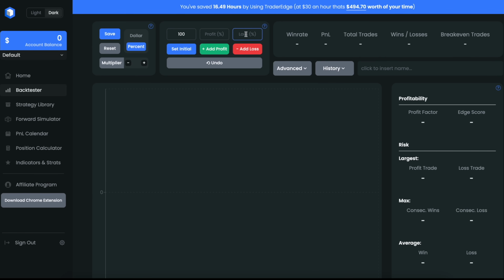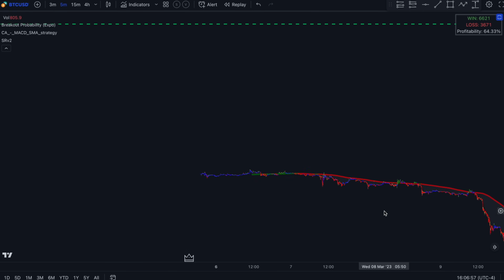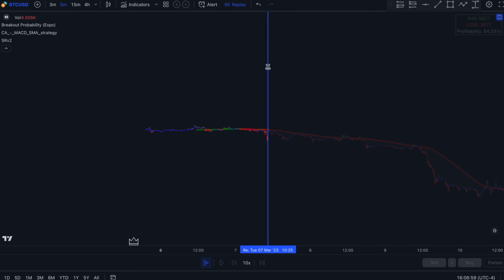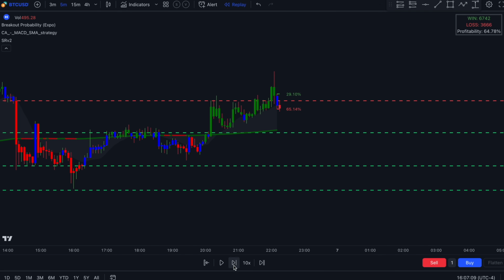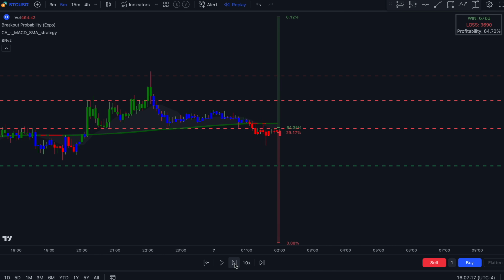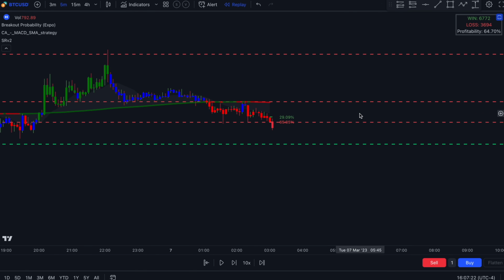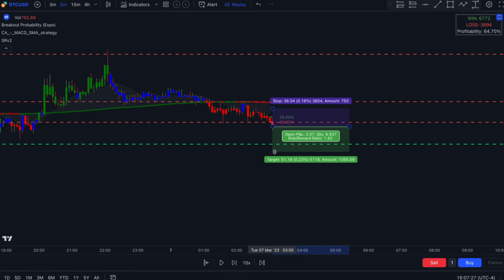All you need to do for backtesting is to set the initial account size, profit and loss per trade and fees. Then head over to TradingView, apply your favorite trading strategy to the chart, jump back in time, and press the replay button. When the strategy gives you a signal to trade, set the stop loss and take profit targets using the measurement tool. Add profit or loss to TraderEdge based on the outcome.